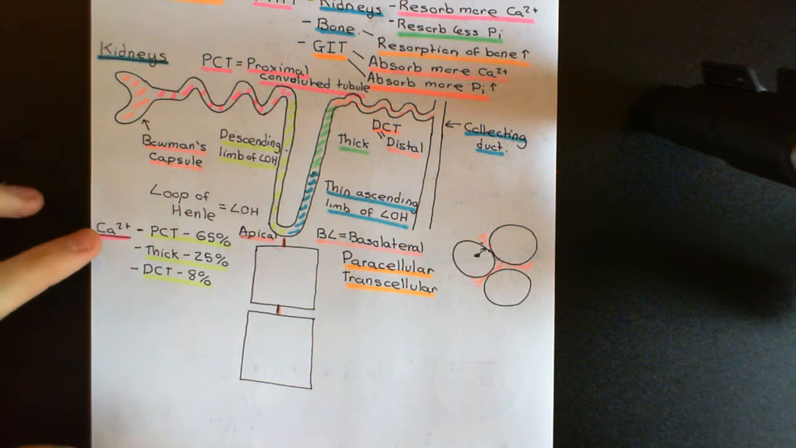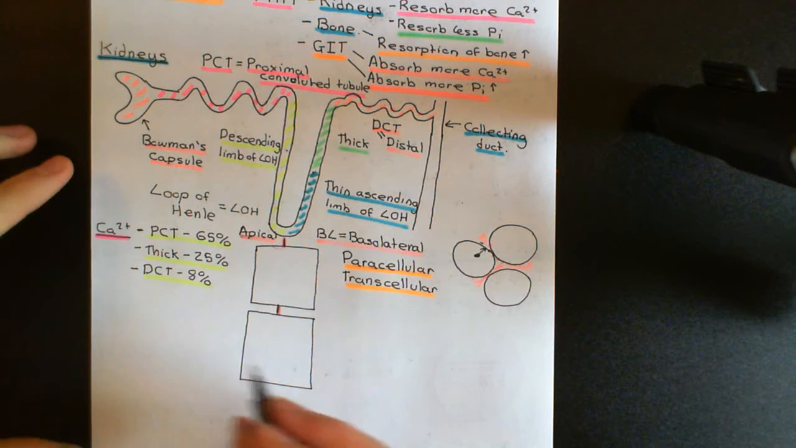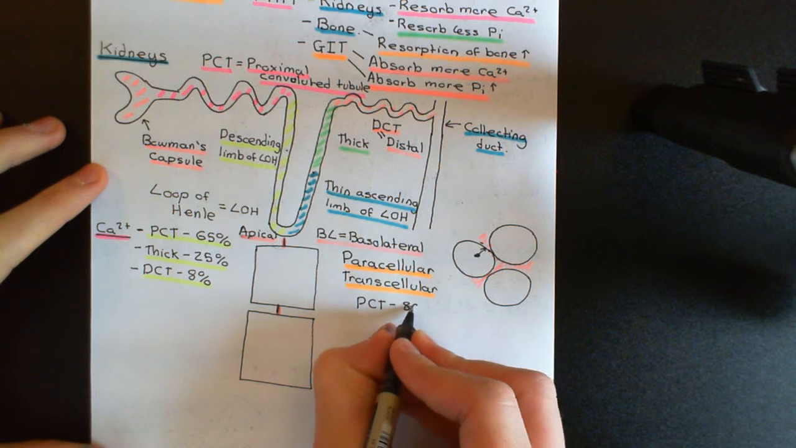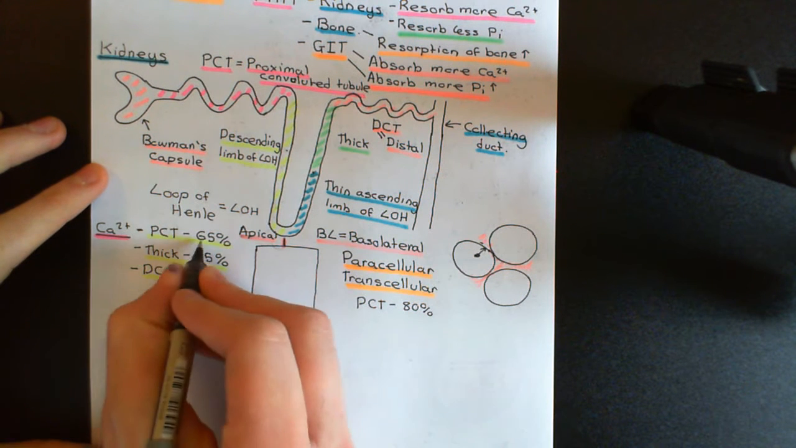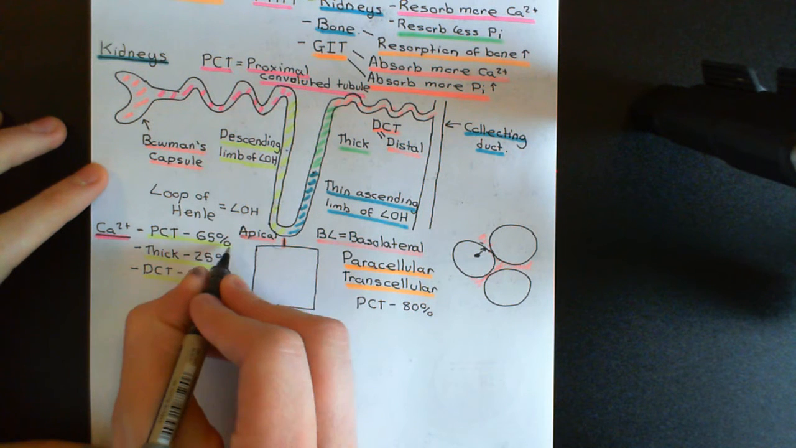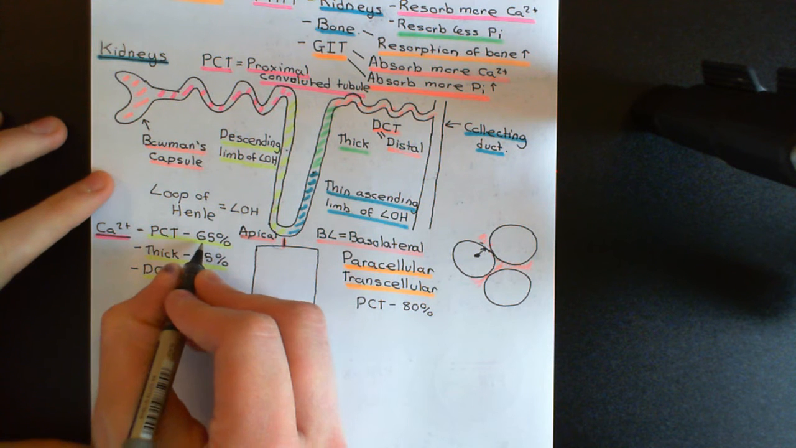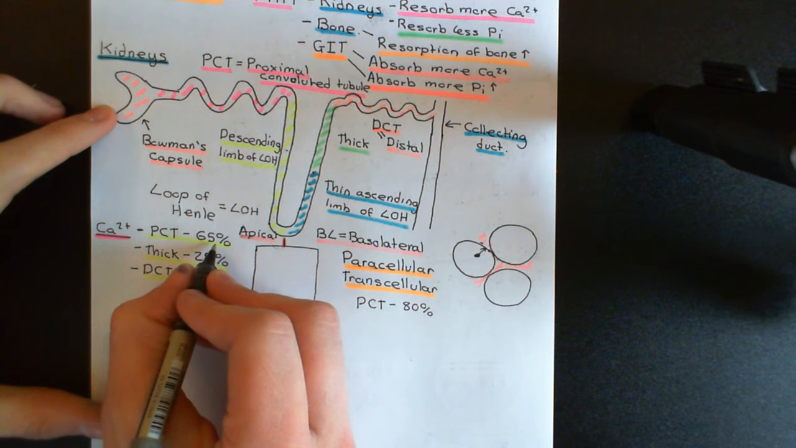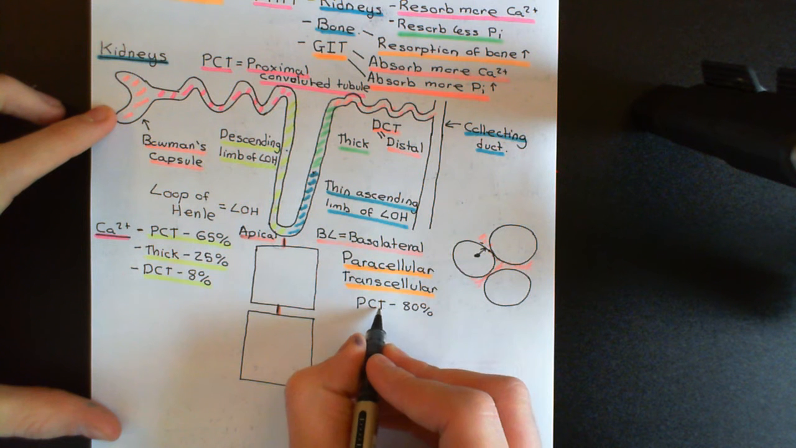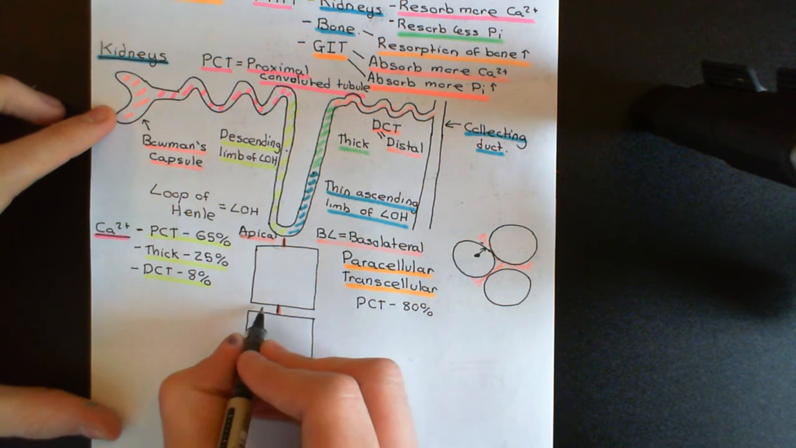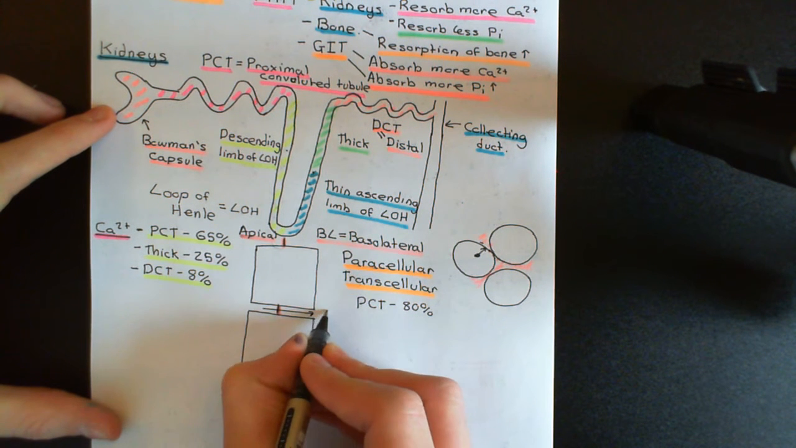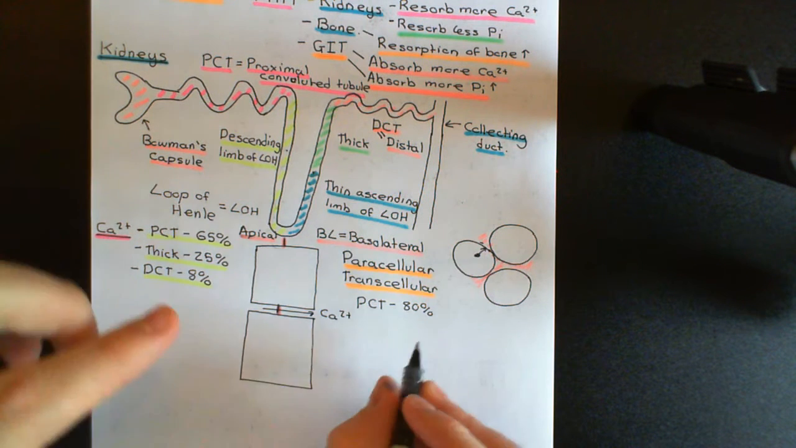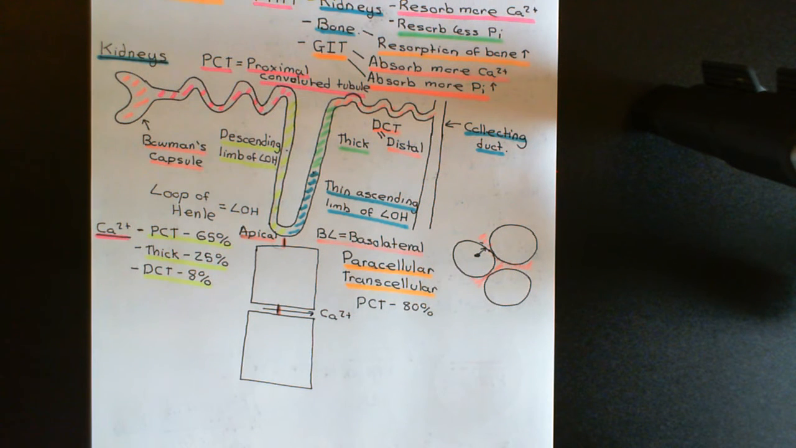And indeed, in the proximal convoluted tubule, so we'll start with the proximal convoluted tubule here, 80% of the calcium that's reabsorbed, so all of the calcium that's resorbed in the proximal convoluted tubule, and we know 65% of the calcium ions in the initial glomerular filtrate are going to be resorbed in the proximal convoluted tubule. Of all of those calcium ions, 80% of them will cross in the paracellular route, i.e. they will cross through the tight junctions that surround the renal tubular cells.